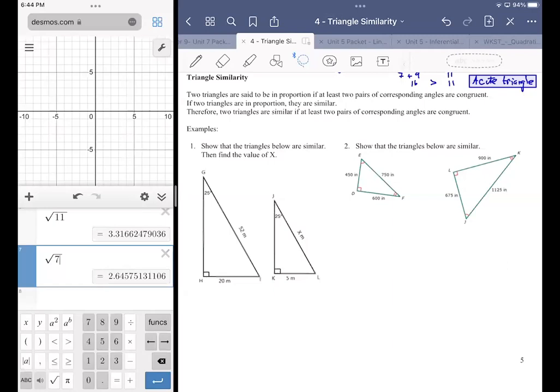Two triangles are said to be in proportion if at least two pairs of corresponding angles are congruent. If two triangles are in proportion, they are similar. Therefore, two triangles are similar if at least two pairs of corresponding angles are congruent.